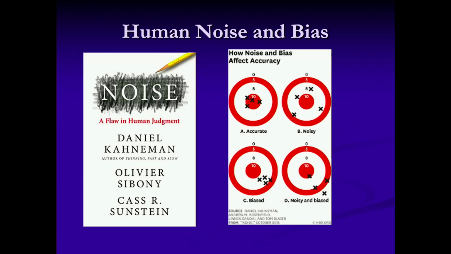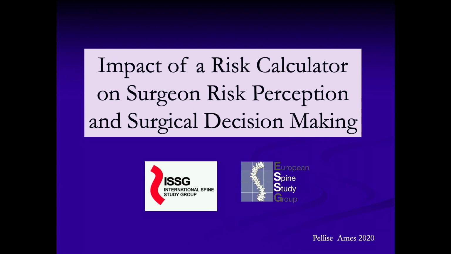A great book on this is by Daniel Kahneman, a famous economist, on noise and bias. And this is something that even the master surgeon has. So this is where enabling technology and data can make even the master surgeon better. Well, you need proof of that.